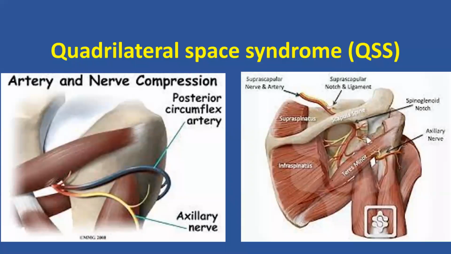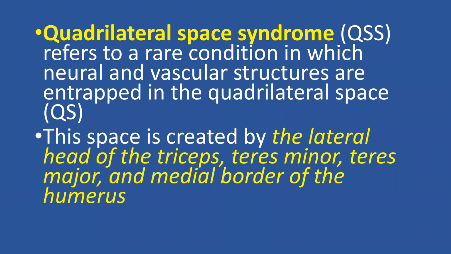This shows you it. You see the teres minor over here. You see the infraspinatus. You see the nerve. The nerve is coming over here. This is to the scapula. It has nothing to do with it. The nerve is under pressure in this region, and it is the axillary nerve. So it refers to a rare condition in which neural and vascular structures are entrapped in the quadrilateral space. This space is created by the lateral head of the triceps, the teres minor, the teres major, and medial border of the humerus.